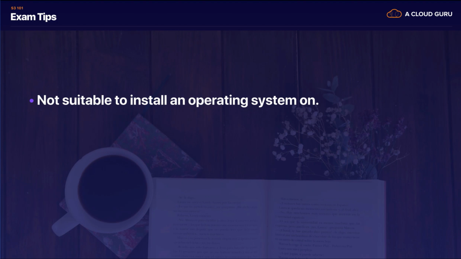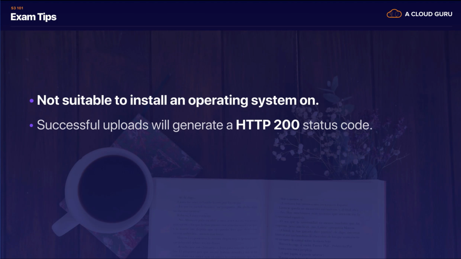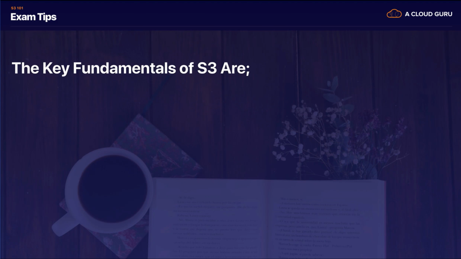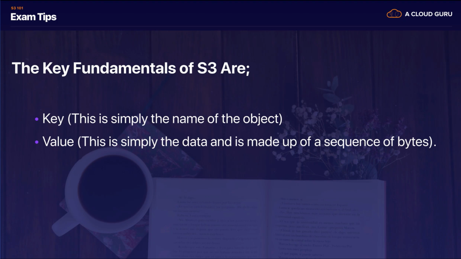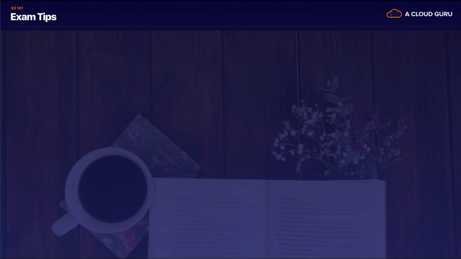Moving on, it is object-based, so it's not suitable to install an operating system on or to install a database on. When you do upload an object, you're going to get a HTTP 200 status code, which means the upload has been successful. The key fundamentals of S3, basically it's a key value pair. So the key is simply the name of the object, and then the value is simply the data, and it's made up of a sequence of bytes.